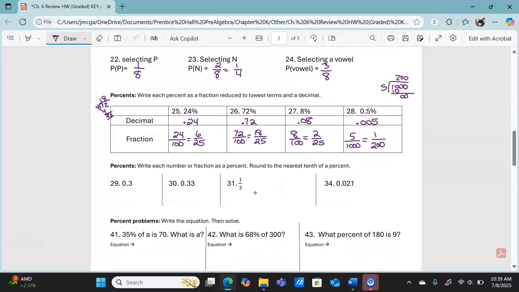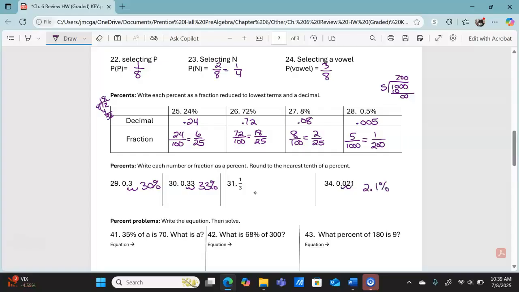On this, write each number or fraction as a percent, round to the nearest tenths of a percent if you need to. So to go from decimal to percent, we move the decimal 2 to the right and put in a percent sign. 2 to the right, put in a percent sign. And then I'm going to skip over here to 34 and do that one. 2 to the right and put in a percent sign.